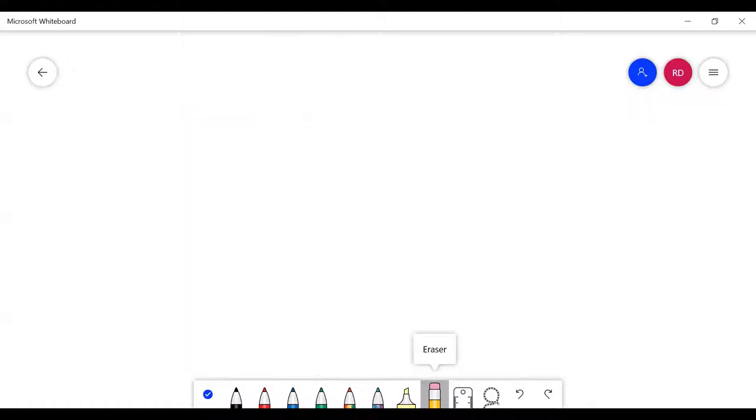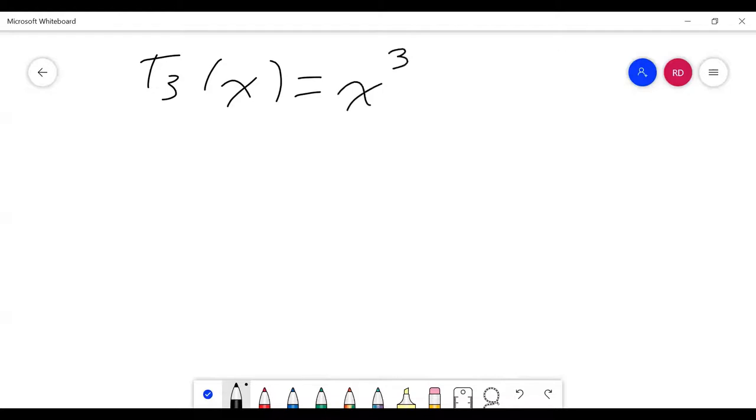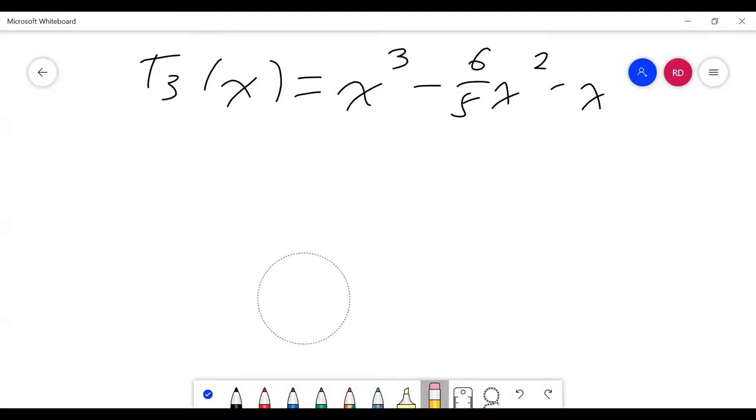And now let's look at a T3 problem. And at this point, it starts to get harder. Now, there are probably some theorems that could help you in tracking down the specific values, but I'm not really going to worry too much about that. I want to focus more on the concept here. So let's say T3 of X. I can't remember why, but for some reason, this is what I came up with the first time I tried this: X to the third minus 6/5 X squared minus X. It certainly seems like that could be the Chebyshev polynomial, at least to me. I don't see any obvious reason why it couldn't be on this set.